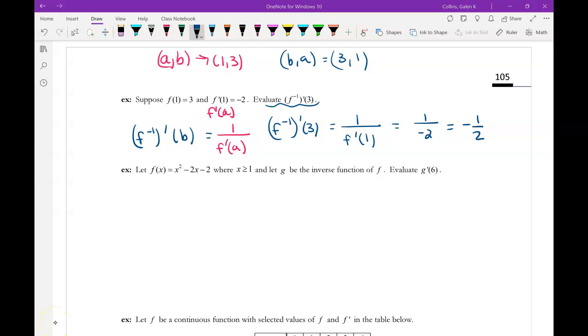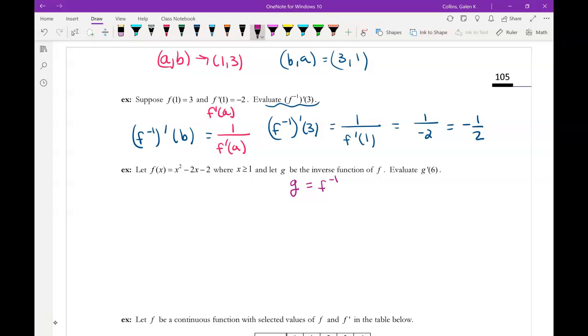In the second example, we're given a function f, and we're told specifically x is greater than 1, and we're told that g is the inverse function of f. So we know that g would be the same as the inverse function of f. And we're asked to evaluate g prime of 6.